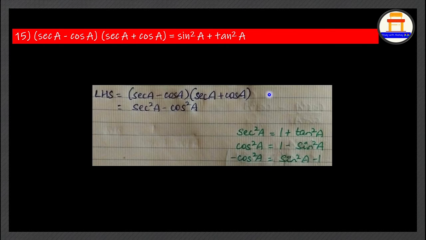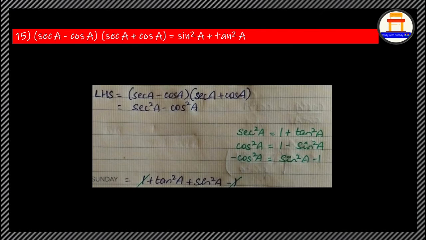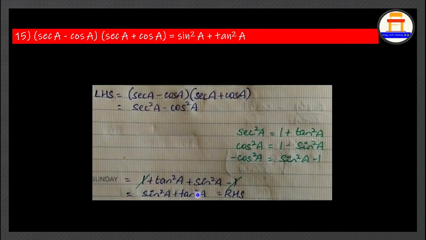Secant square A can be written as 1 plus tan square A. And cos square A can be written as 1 minus sine square A. But here again it's minus cos square A, so it will become sine square A minus 1. Substitute the values. Plus 1 and minus 1 will get mutually cancelled. So we have arrived at the result tan square A plus sine square A. Though we have arrived at this step, write down another step to conclude that sine square A plus tan square A is the required result at our RHS.